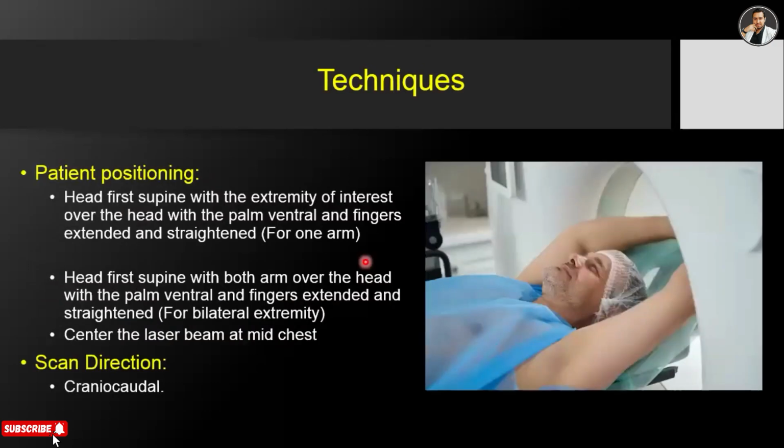Now, patient positioning. Head first supine. We will give this position and the hand will be on top, and the head angle will be kept straight. We will center the laser beam at the mid-chest. The scan will start from here and go to the head, and the end of the hand will be the end of the scan.